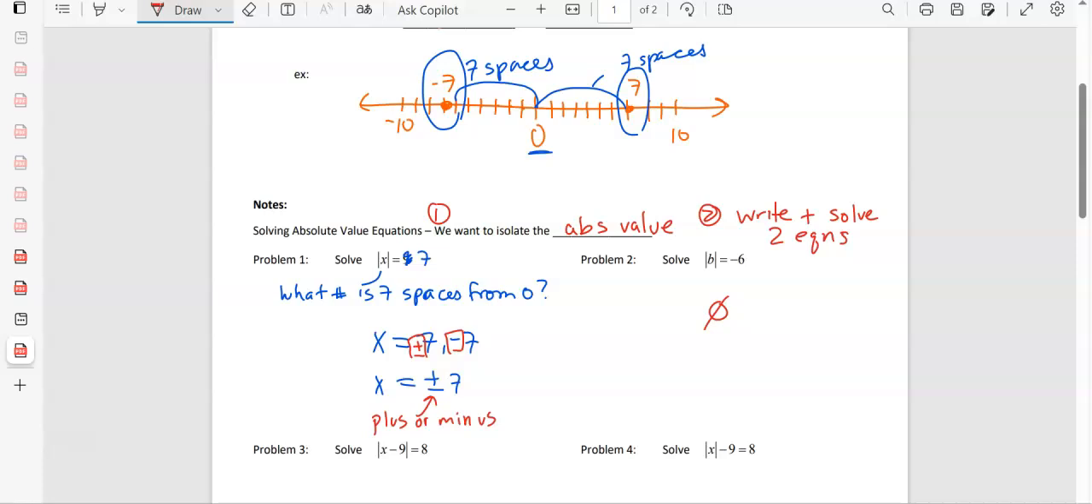There is no number that is negative 6 spaces away from 0 because distance is always a positive number. This is something we're going to see again, and we want to watch out for that negative idea. We're going to do some harder examples in class when we're all together, but just keep this in the back of your mind.